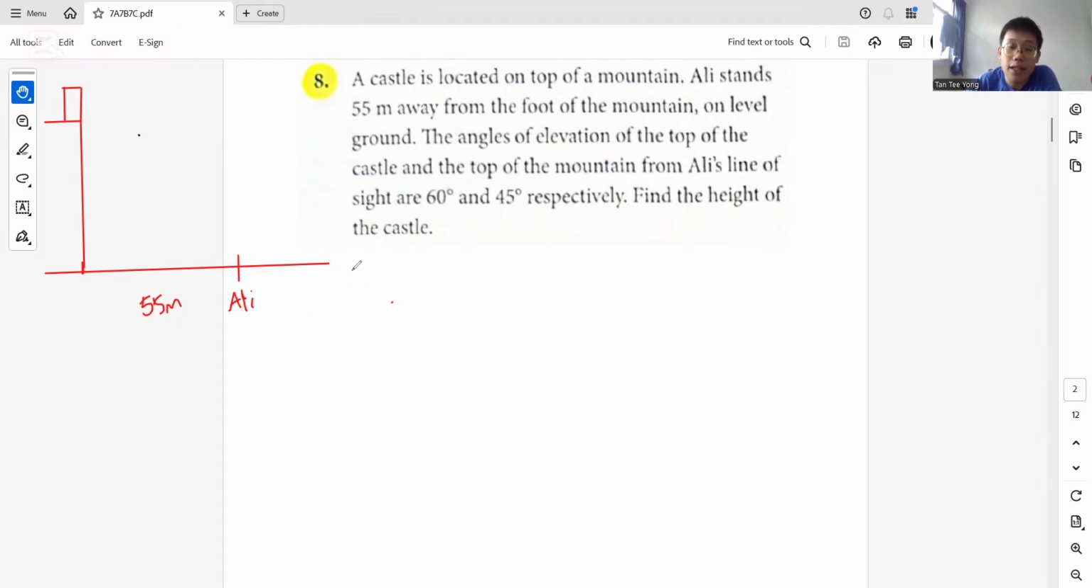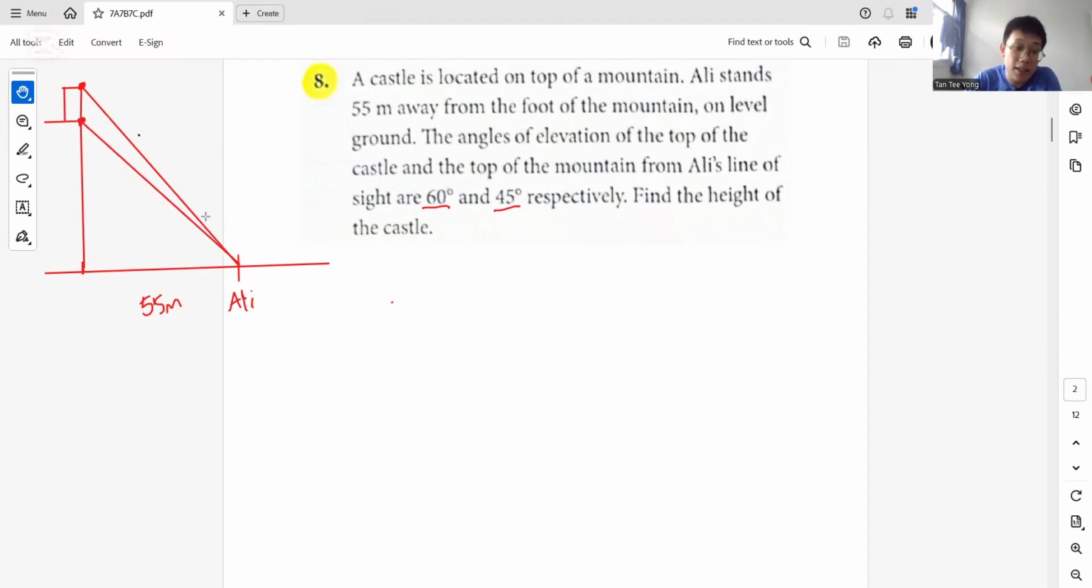Then they say the angle of elevation of the top of the castle, which is here, this one, and the top of the mountain, which is here, from Ali's line of sight, are 60 degrees and 45 degrees respectively. So 60 degrees is the angle of elevation to the top of the castle. This is 60, and then I'm going to draw to the top of the mountain also.